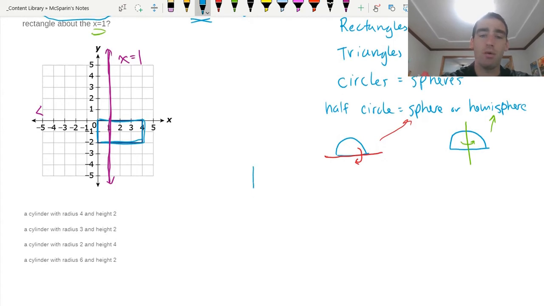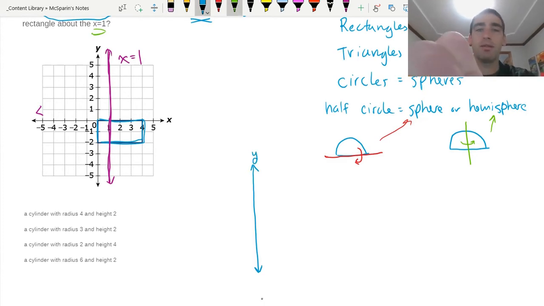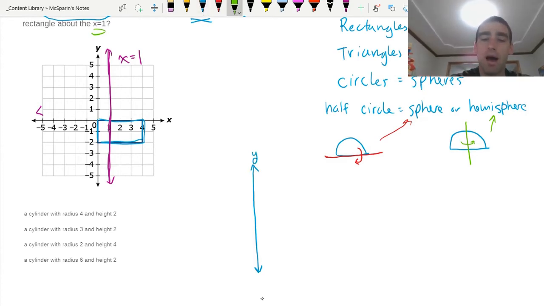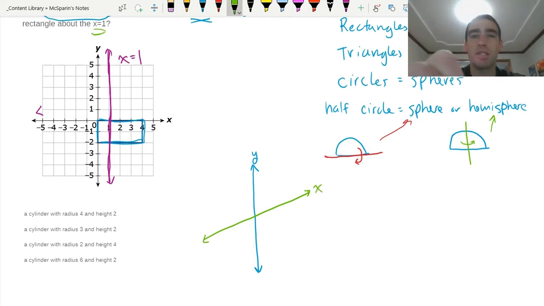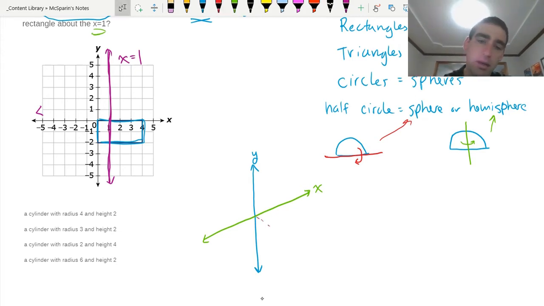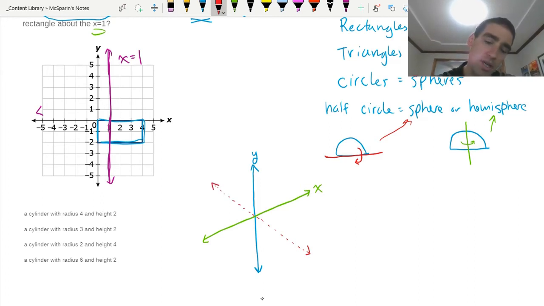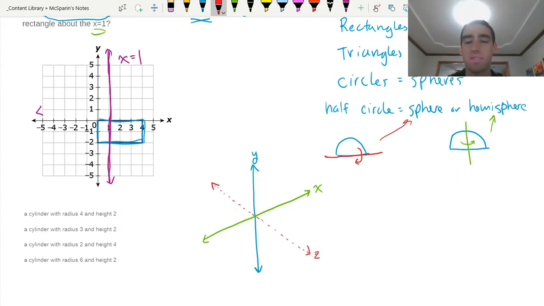So I'm going to draw my own coordinate grid, but I'm going to do it in 3 dimensions, okay? So now I'm going to have y, and I'm going to have x, and you're going to be like, whoa, McSparron, that x is crooked. It's just because I'm making it 3D, and I'm going to make it a little bit tilted so we can see. So I have a third dimension now, which is depth, and depth is the z-axis. All right, now let's figure out where that rectangle goes.